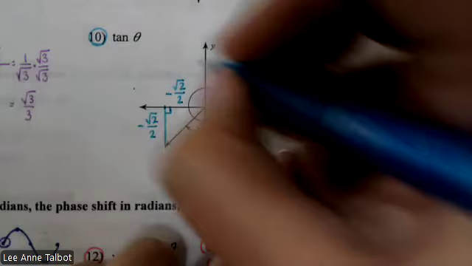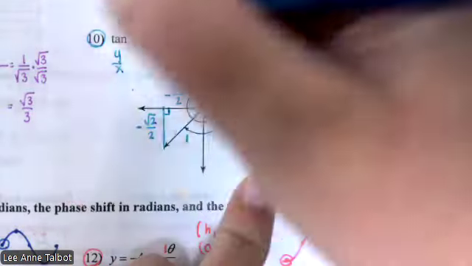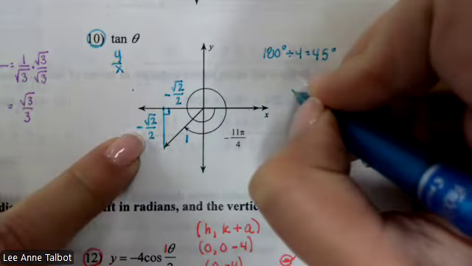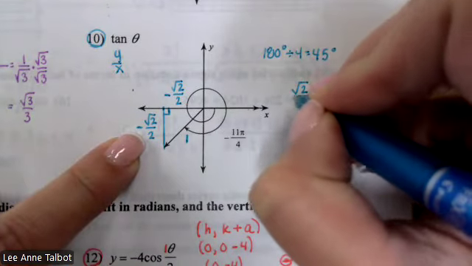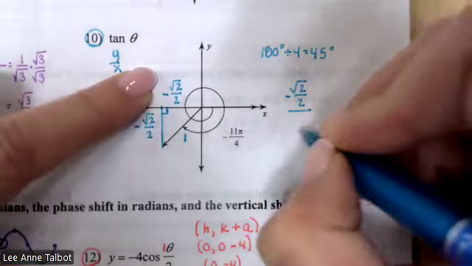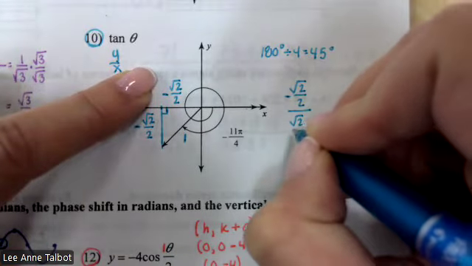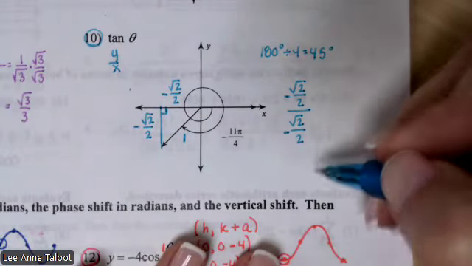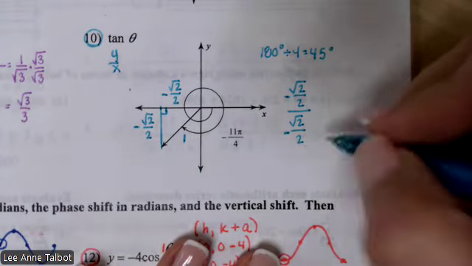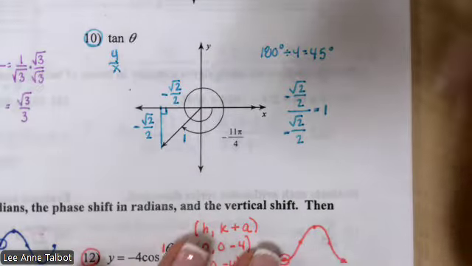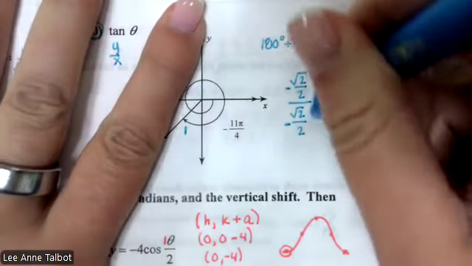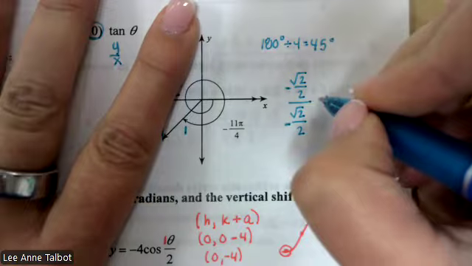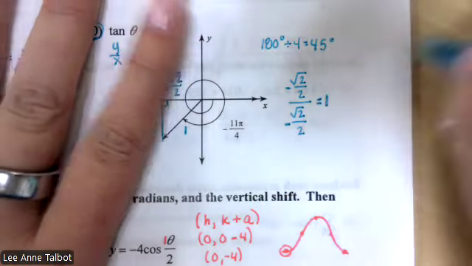Okay, tangent is y over x. This one is the one that's y. This one is the one that's x. And you don't have to worry about anything because when you divide something by itself, it is 1. So everything cancels, which is great.